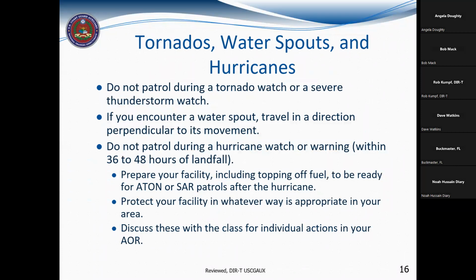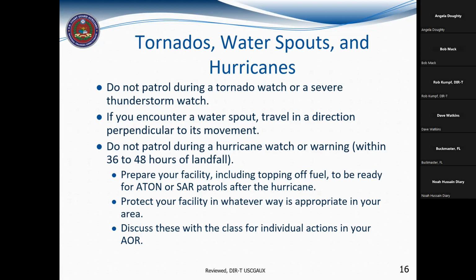All right, so prepare your facility, top off the fuel, and be ready for search and rescue patrols after the hurricane. Protect your facility in whatever way is appropriate for your area, and discuss these with the class for individual actions in your AOR. Planning ahead, you might have your vessels trailered out of the water and in a garage or a storage facility or something like that, so that it doesn't get damaged.